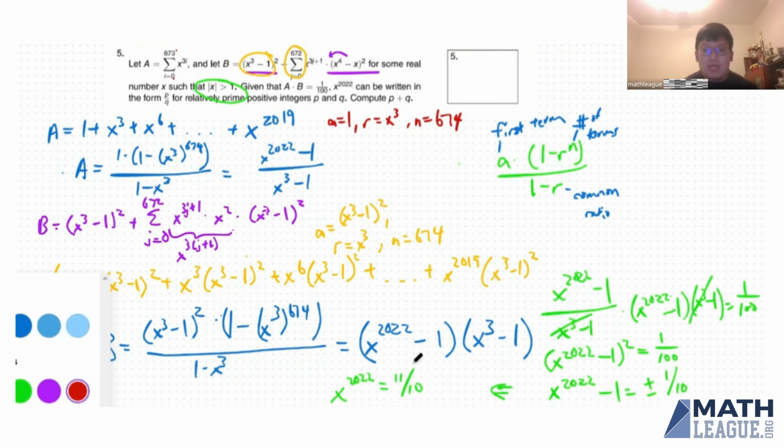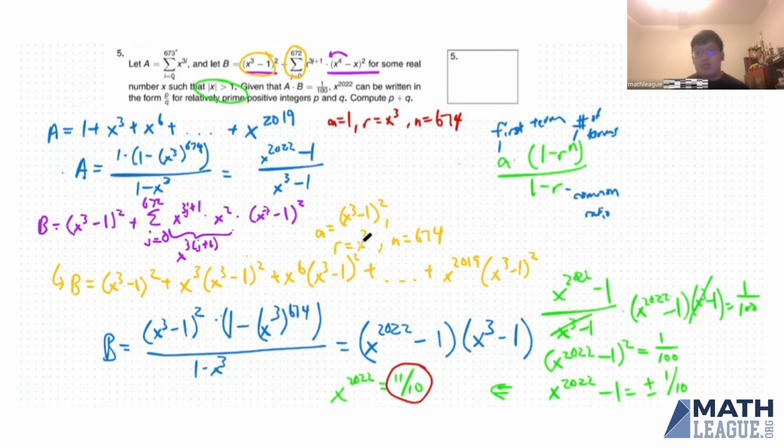Now, 11 over 10 is already expressed as a common fraction, the ratio of two relatively prime positive integers. So that means that p equals 11, q equals 10, and p plus q is equal to 21. And that is our answer to this problem. So really important for this one is knowing how to work with summations, how to expand them, but also geometric sequences and series. So always important to know those.